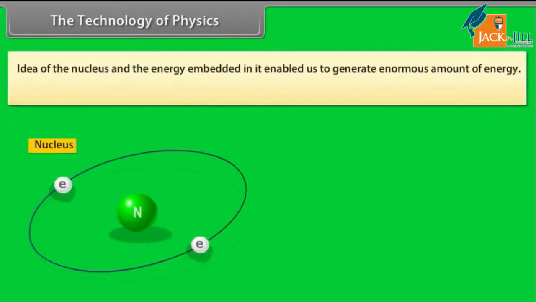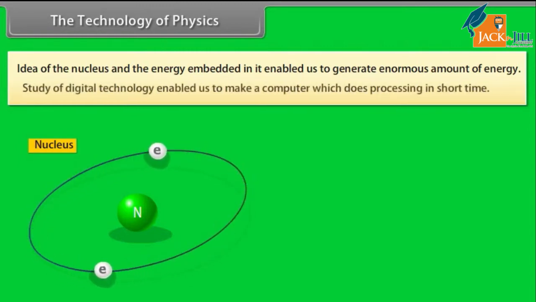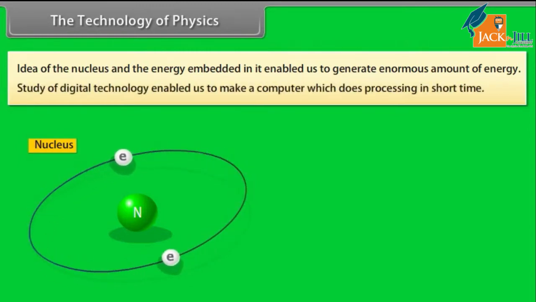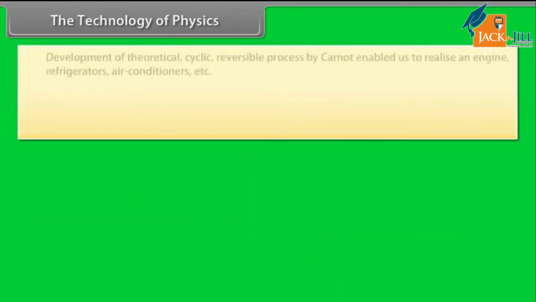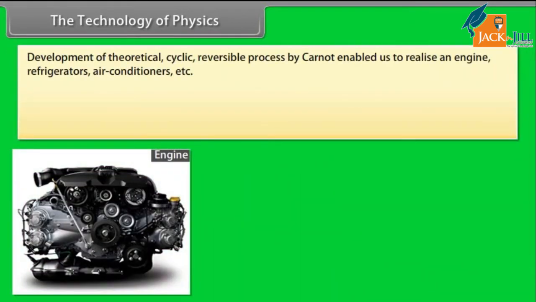The technology of physics. The idea of the nucleus and the energy embedded in it enabled us to generate enormous amounts of energy. Study of digital technology enabled us to make a computer which does processing in a short time. Development of the theoretical cyclic reversible process by Carnot enabled us to realize an engine, refrigerators, air conditioners, etc.